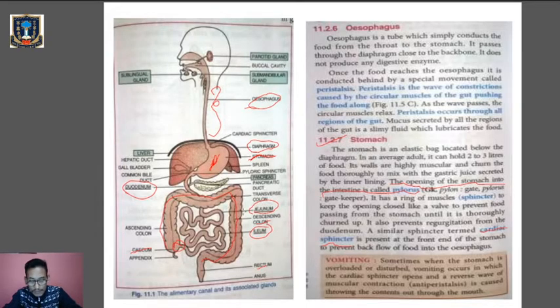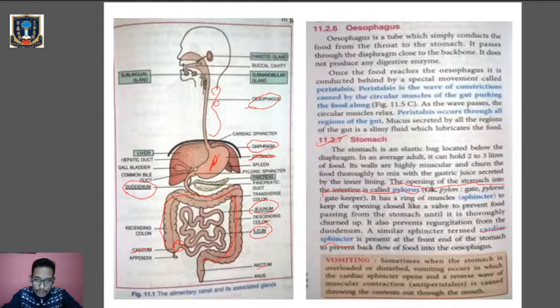Then we have got the ascending colon. Then we have got the colon that passes just below the stomach. Then we have got the descending colon on the left side. So this one is the ascending colon, and this just passes below the stomach.